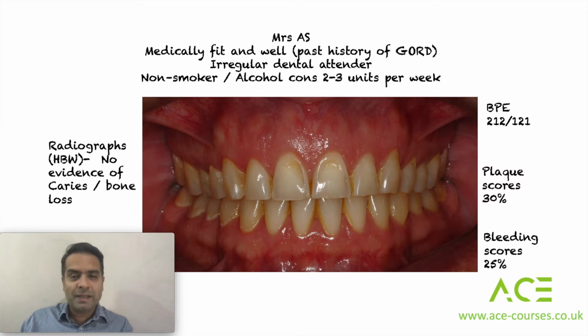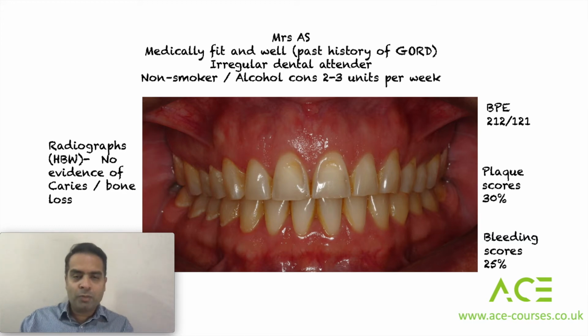And we had a bleeding score on probing of about 25%, so about a quarter of the dentition was bleeding when probed. We did take some radiographs, and I can assure you there was no evidence of caries or bone loss anywhere, so the radiographs were completely unremarkable.